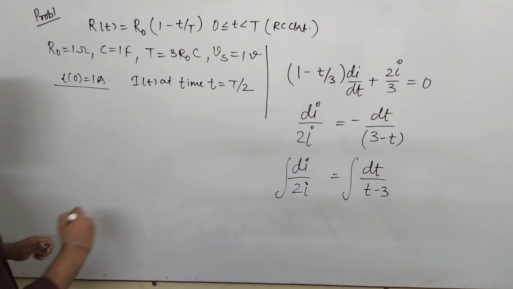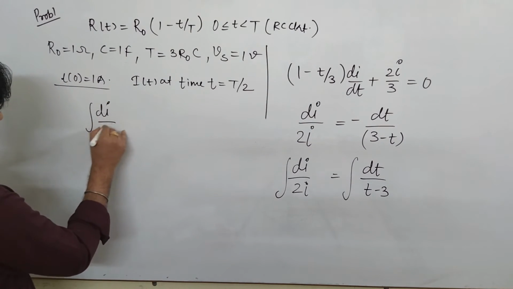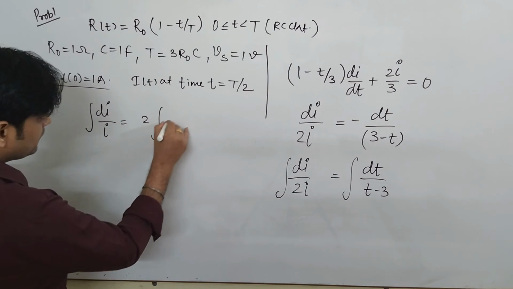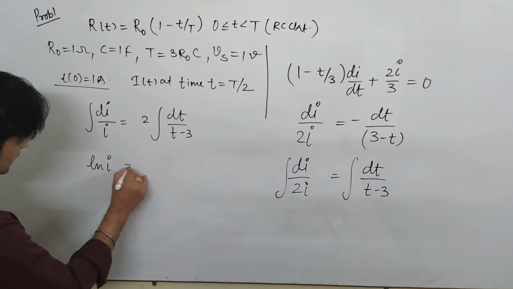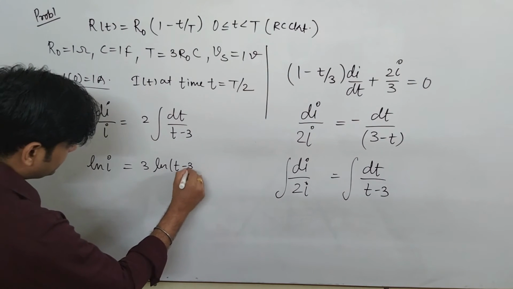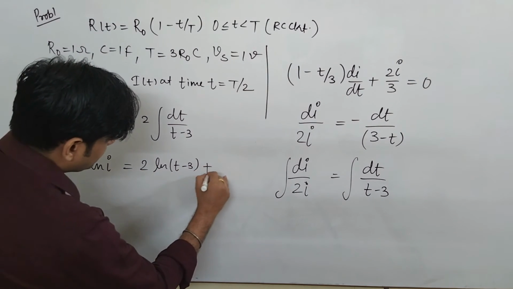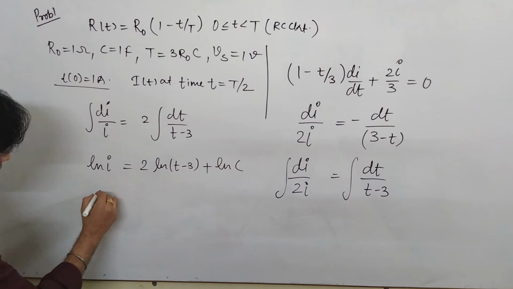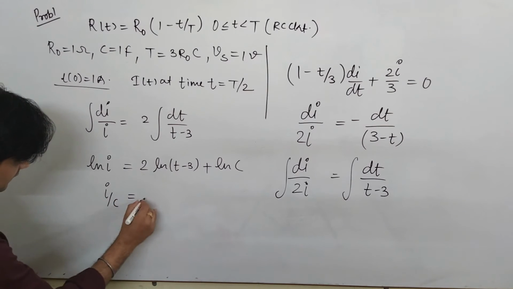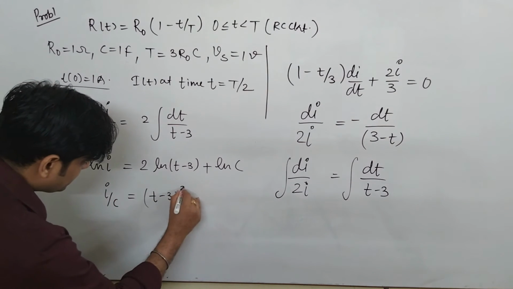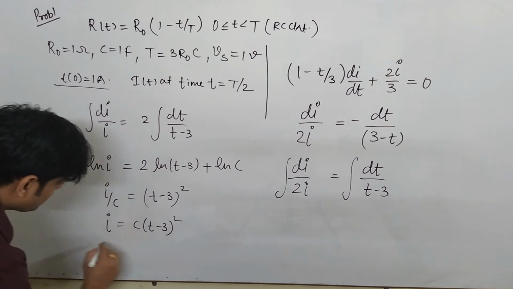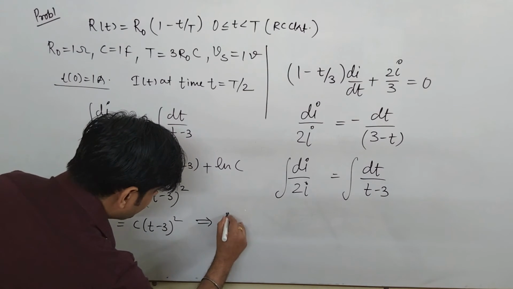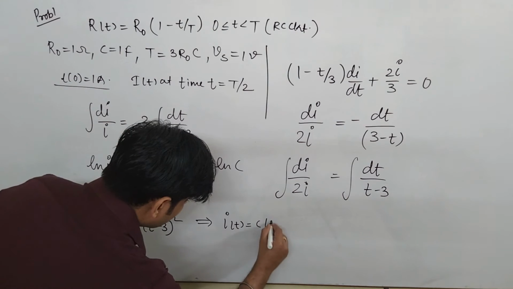Okay. This you can also write in this form: di by I equals 2 dt upon t minus 3. If you integrate and solve it, that comes to be ln I equals 2 ln t minus 3, plus a constant, ln c. So from here, I by c equals t minus 3 whole square, or the value of I comes to be c into t minus 3 whole square.